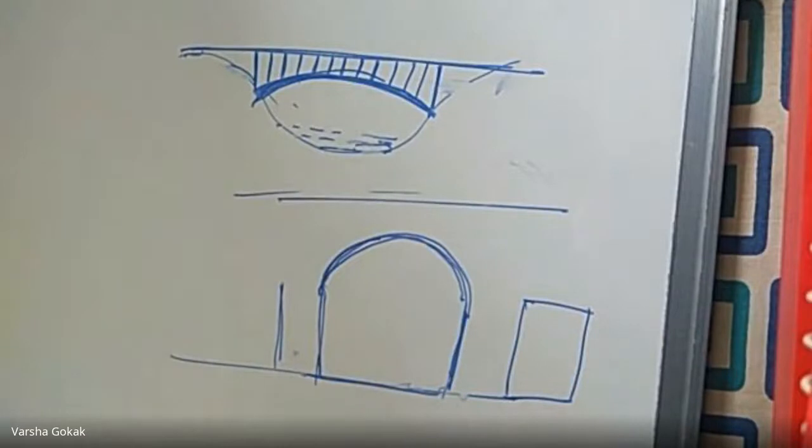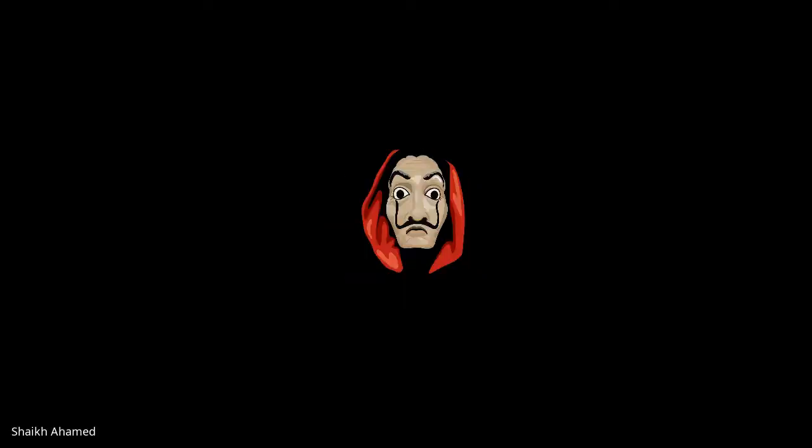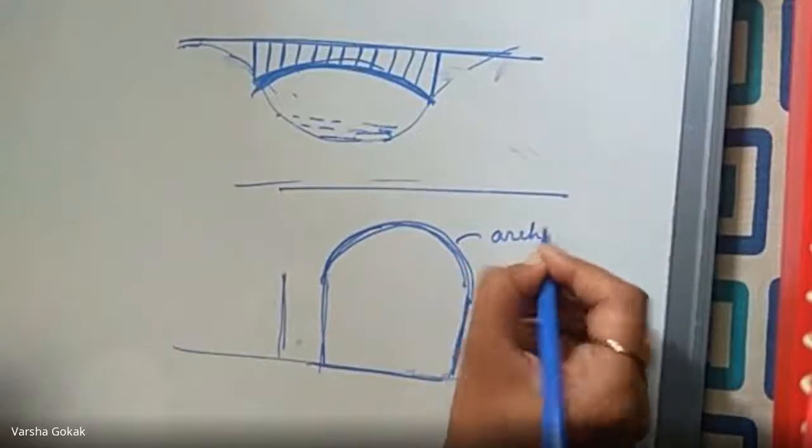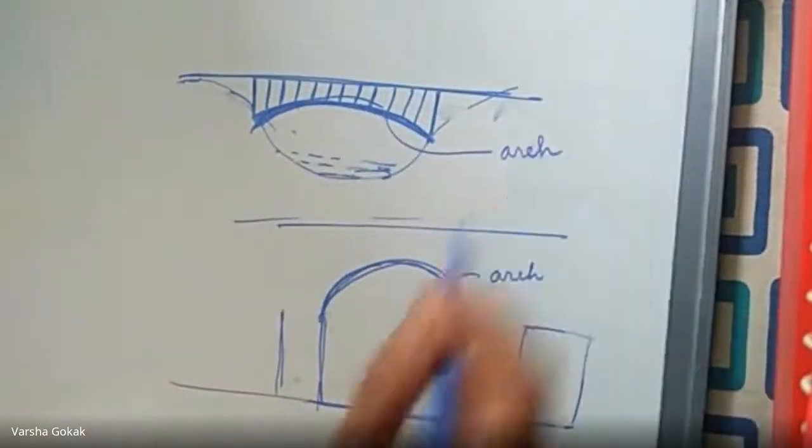Observe, no? If you are not able to talk, or not in a place where you can unmute and talk, or you are shy to unmute and talk, I would love it even if you drop messages in the chat box. Have you seen such structures? Yes, ma'am. So this is called an arch. This is called an arch.